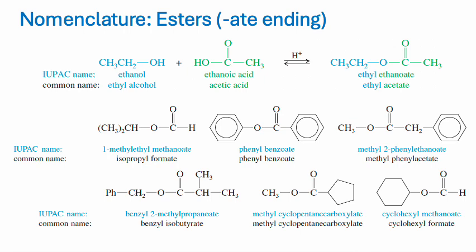So in the IUPAC name, we have two halves, right? We have the 1-methyl ethyl on the left side, and then the piece containing the carbonyl is the methanoate. So 1-methyl ethyl methanoate. Notice here that generally when we look at most IUPAC names for most functional groups, it's all one long word without any spaces in between. There's dashes in between the different substituents, but there's not spaces.